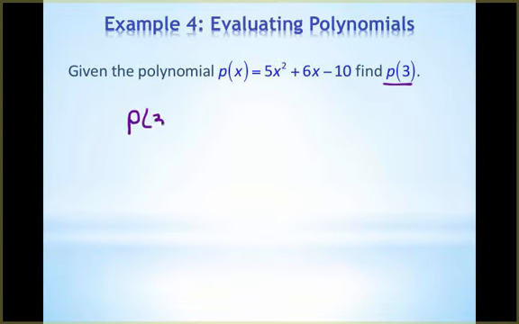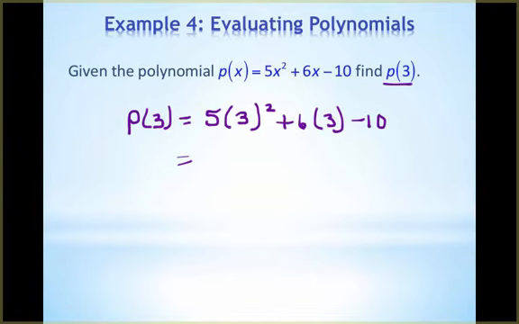P of 3 would be 5 times 3 squared plus 6 times 3 minus 10. 3 squared is 9. 9 times 5 is 45 plus 18 minus 10. So now if I grab a calculator and add 45 and 18 and then subtract 10, I'm going to get 53.